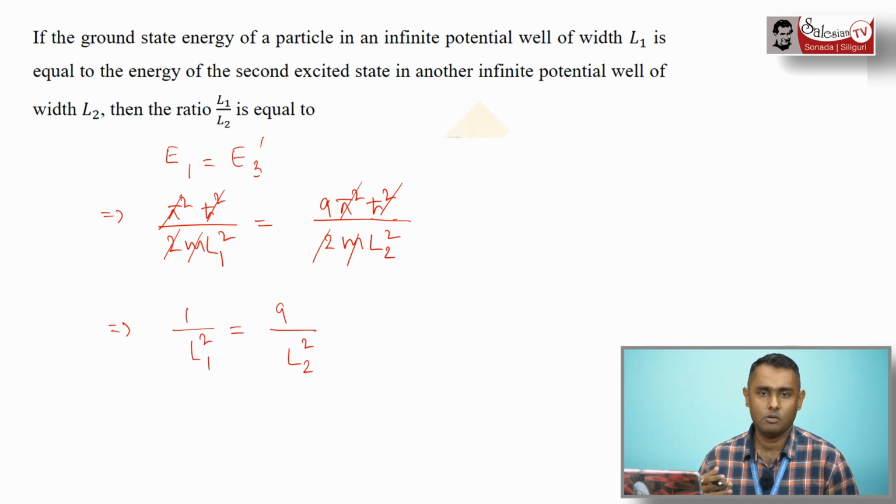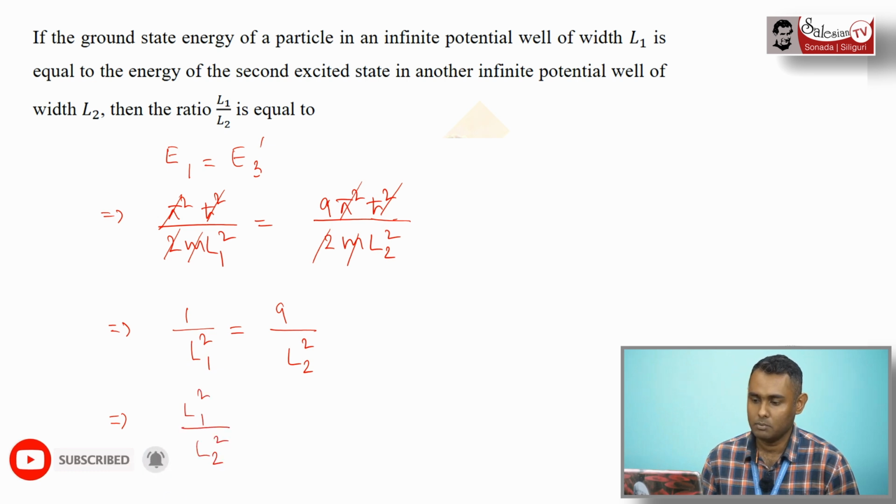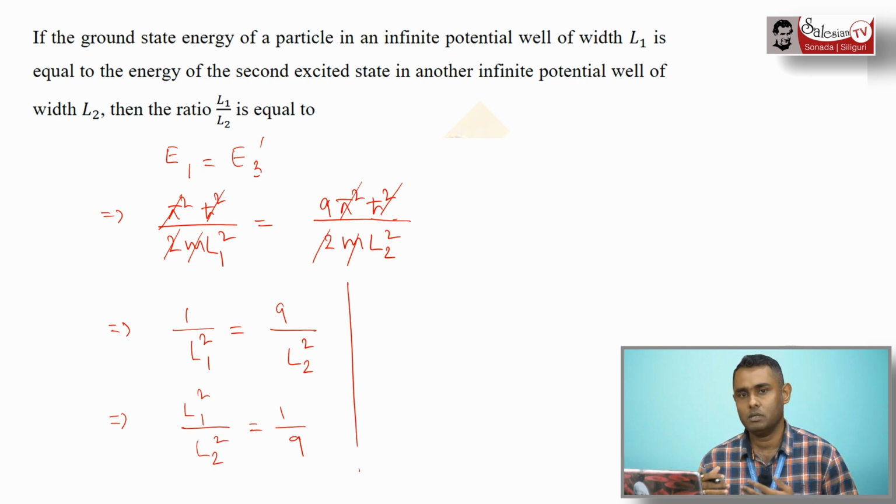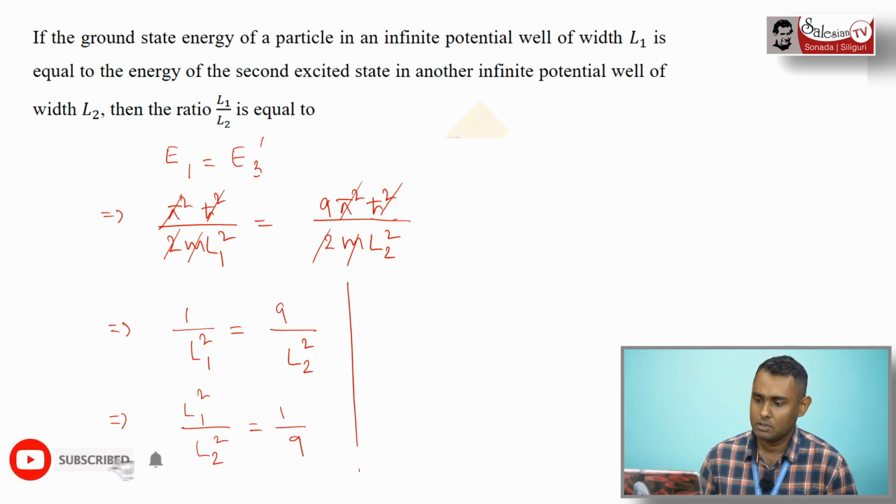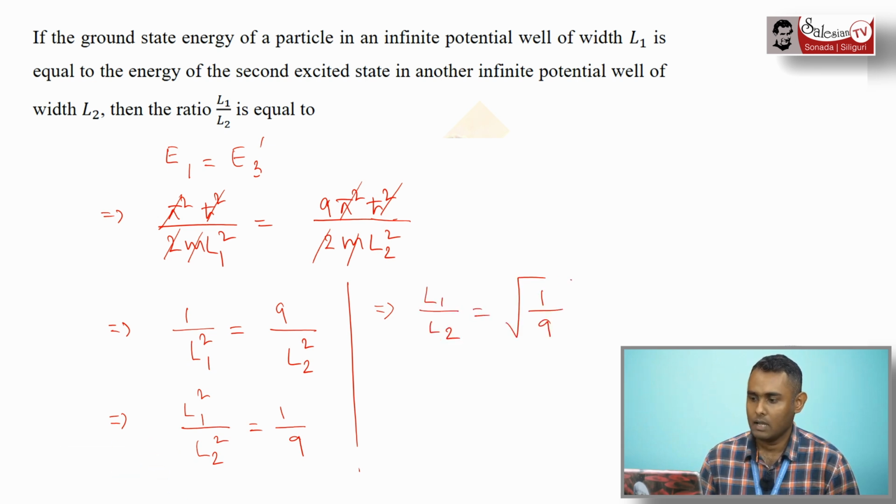Now let's take the ratio of L1 and L2. First we take the ratio L1 square by L2 square, that will be 1 upon 9. We're almost there. Now we want the ratio L1 by L2. So let's take the square root. That would be the square root of 1 upon 9, and these are lengths, so the negative value of L is absurd, so we'll take only the positive root. So there you are. The answer should be 1 upon 3.